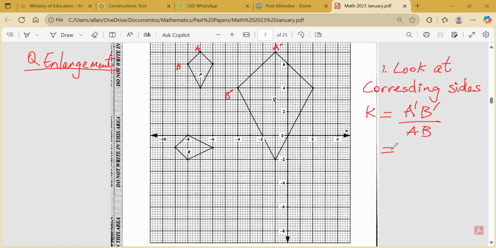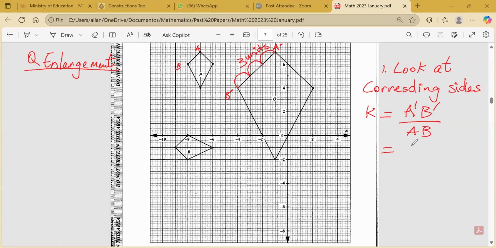So how many triangles is from A prime to B prime? Anybody? How many triangles go from, well, it's diagonal. So we count: 1, 2, 3. How many triangles from A to B? The three. 3 units. 3 units. How many triangles?